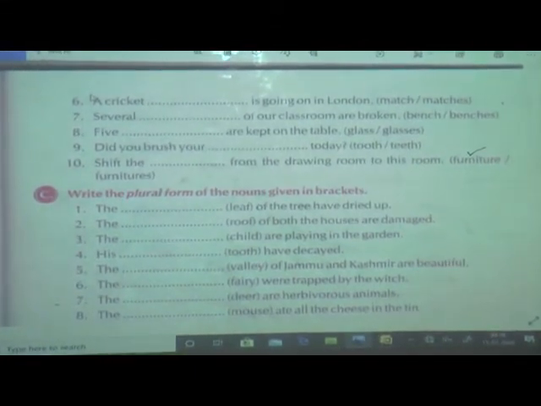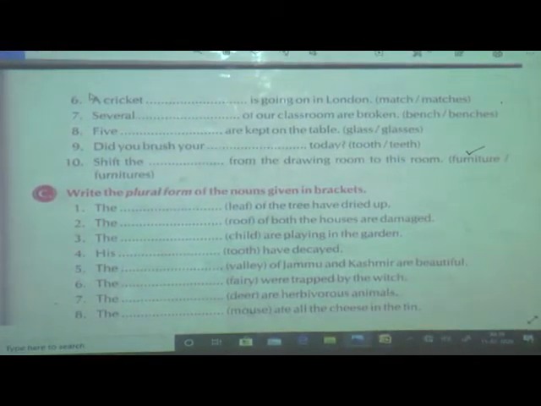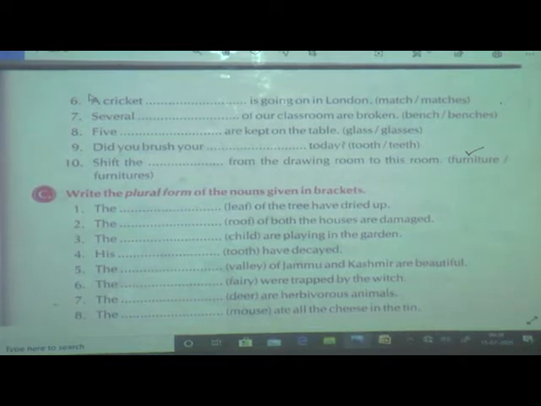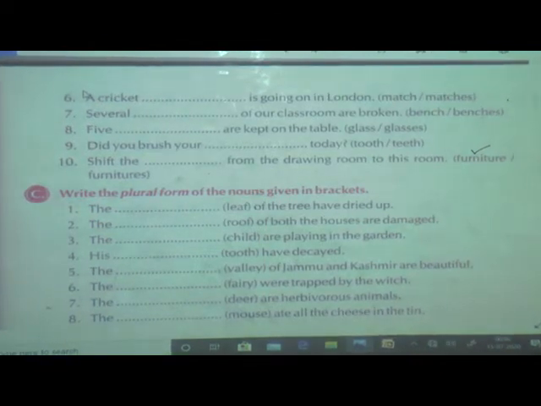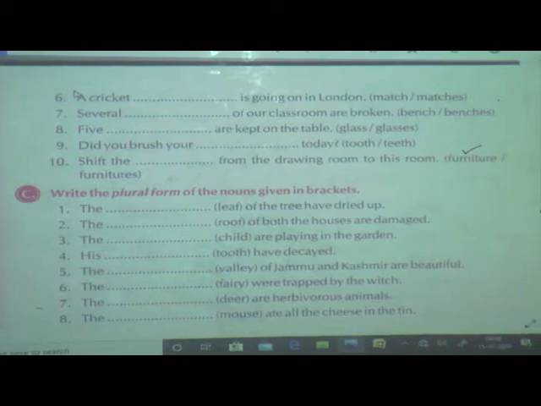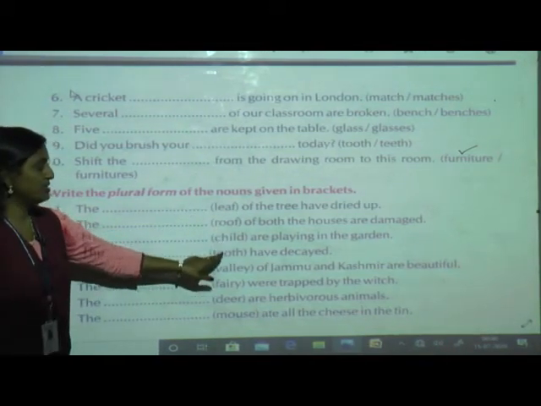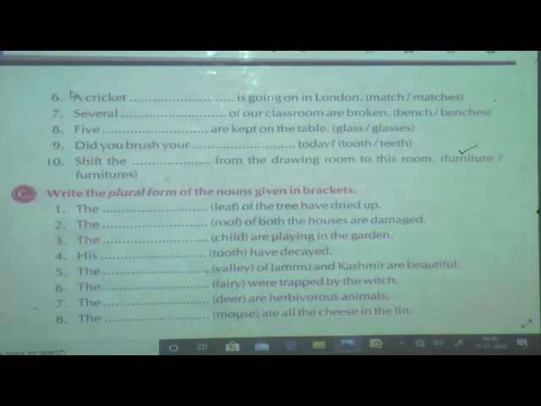So understood what we have done in the B part? Okay. Now students will move on to C. That is, write the plural form of the nouns given in brackets. Now here we have to form the plural form of whichever word is given in the bracket. Are you ready students? Can you see here some words are given over here? These words are in which form? Yes, they are in singular form. We have to make it in plural form according to the rules which I have taught you.